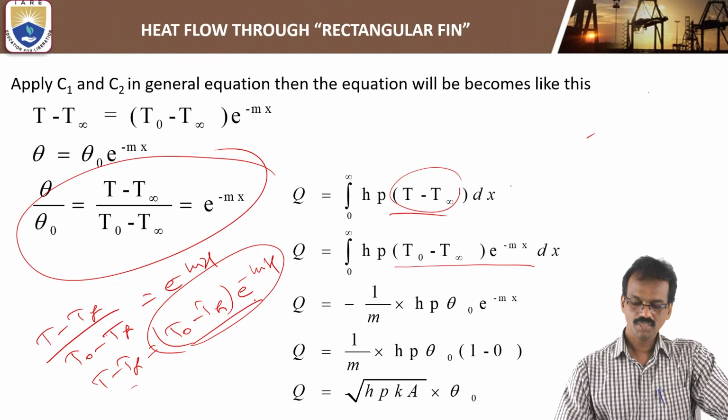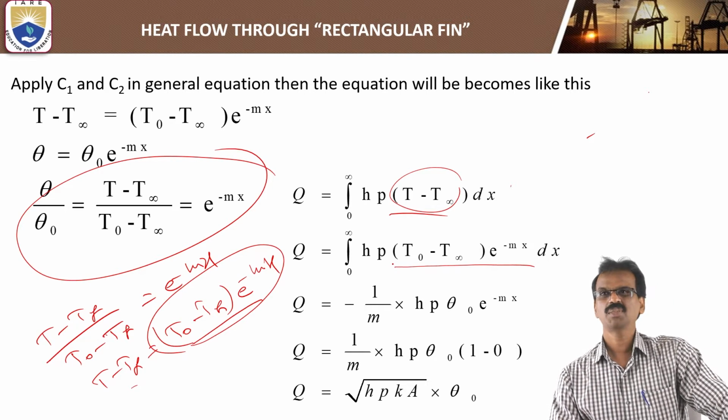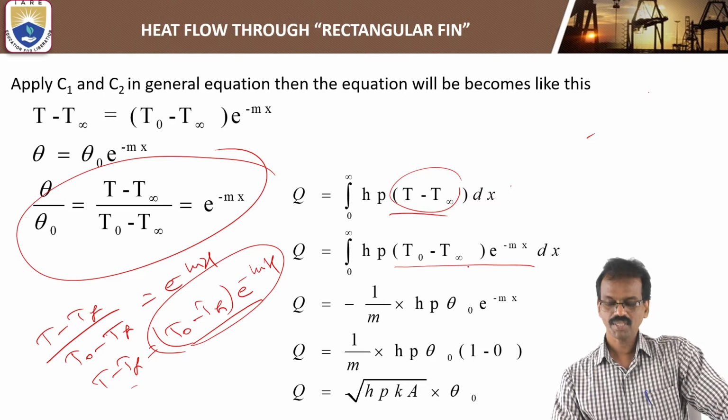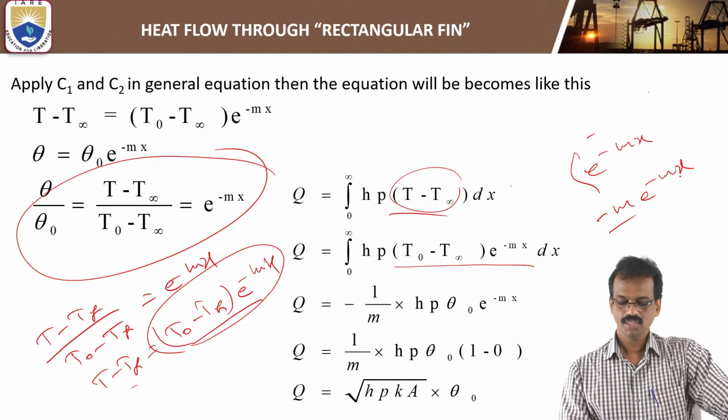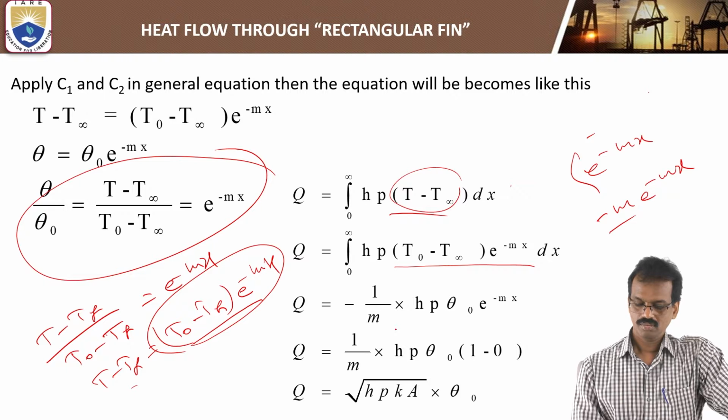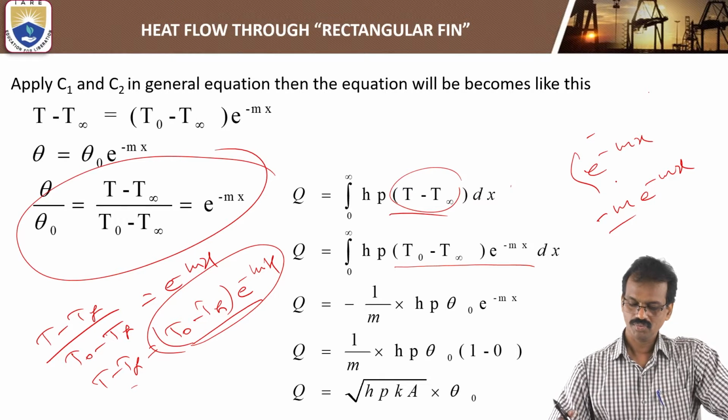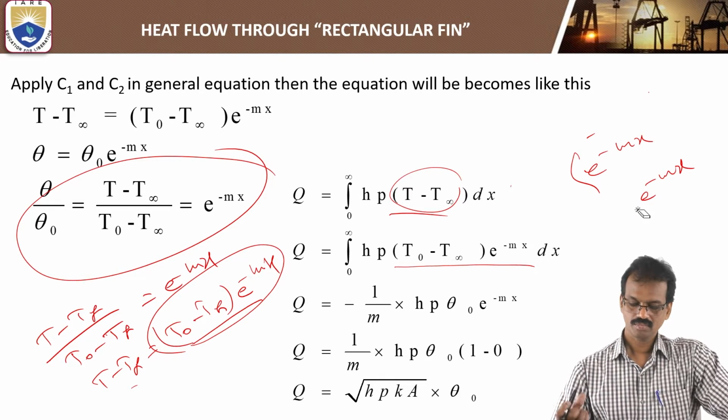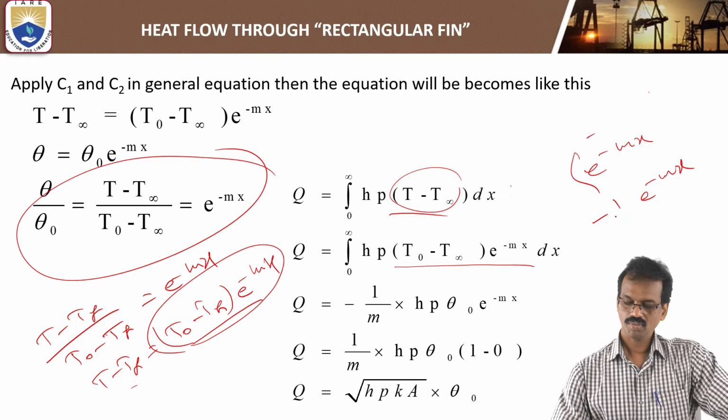So then the formula is like this: the integral of hP (theta naught minus T infinity) e to the power of minus mx into dx. So integral with respect to x, e to the power of minus mx integral means minus 1 by m into e to the power of minus mx. Okay, this is the term. So from this, the integral gives 1 by m, sorry, so minus 1 by m.